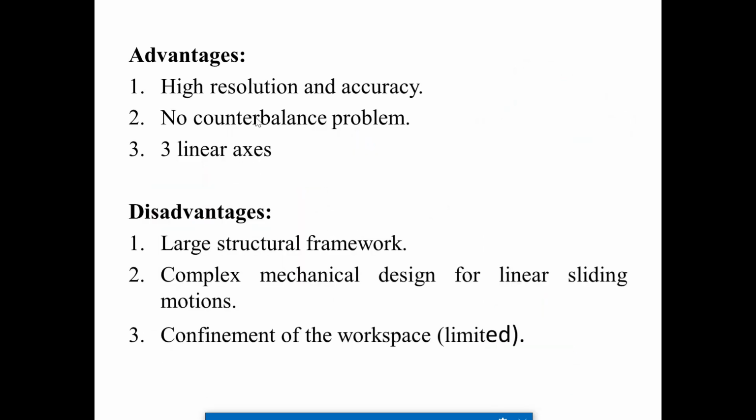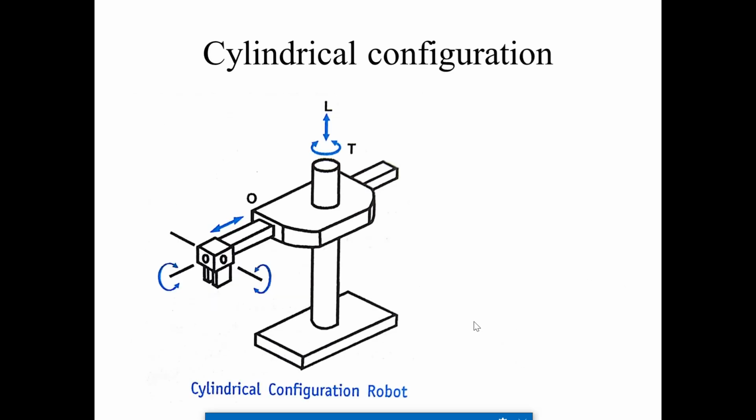The advantages of Cartesian coordination are high resolution and accuracy. No counterbalance problem is there in the Cartesian robot, and 3 linear axes are there. Disadvantages are that a large structural framework cannot be stable, complex mechanical design for linear sliding motions is very difficult, and confinement of the workspace is limited. So we need more area to work for the Cartesian robot.